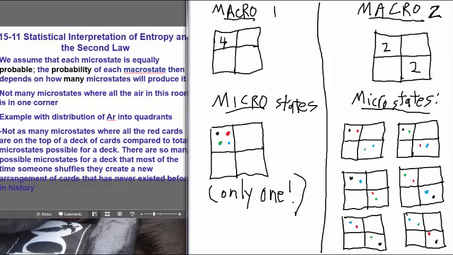And since there's more microstates associated with macrostate number 2, it means it is a higher entropy macrostate. So therefore it makes sense that if you start with 4 gas atoms in one corner, they're going to disperse because entropy is increasing as that process happens.